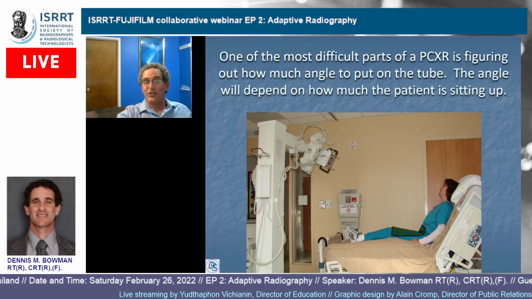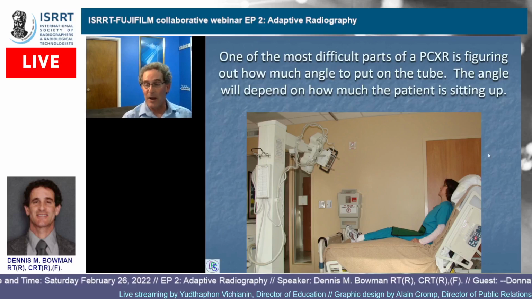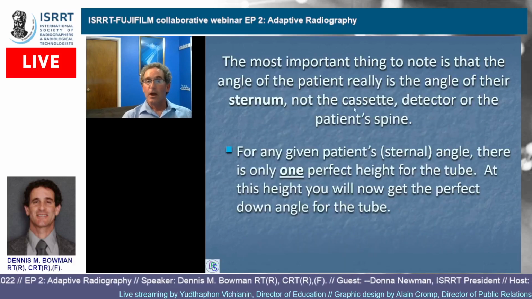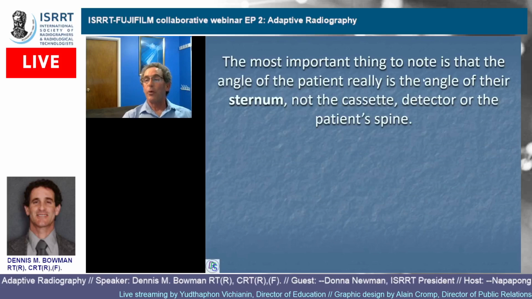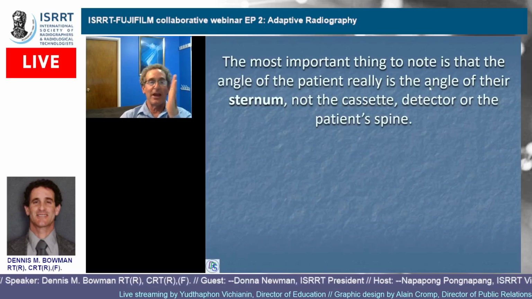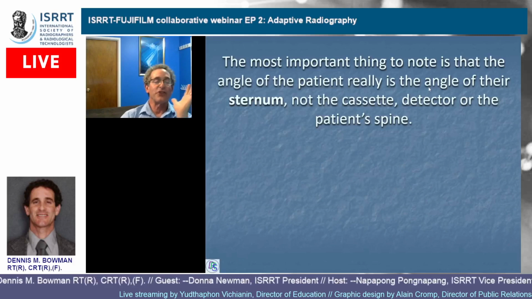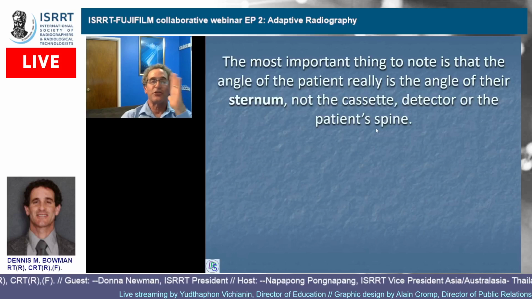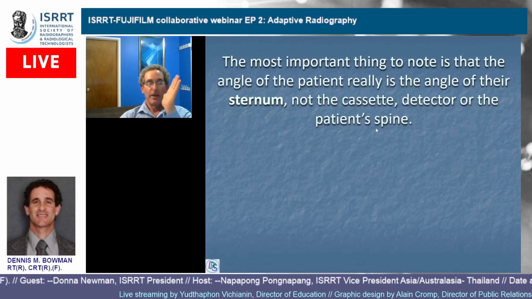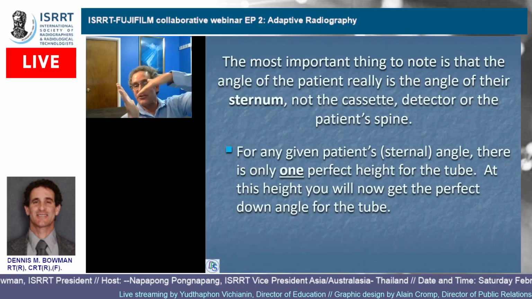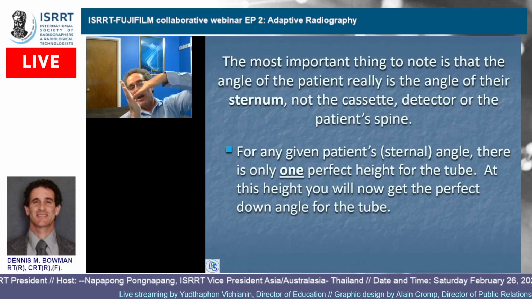That's secondary to this because you have to angle. There's no other way around it. You have to pretty much match their sternum is what you're going for here. The most important thing to note is that the angle of the patient really means the angle of their sternum. It's not the cassette or your detector or whatever's back there. It's not their spine, it's their sternum. Whatever angle their sternum is, that's the angle you want to match.